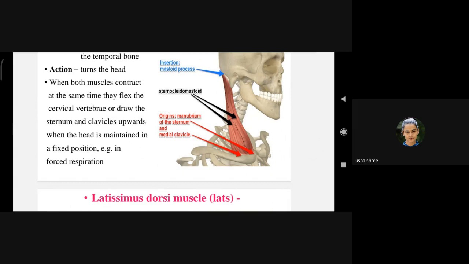And here is the example of forced breathing too. Like when we are breathing deeply, or when we are doing clavicular breathing, or when we are doing complete deep breathing, then this muscle is involved, and our sternum and clavicle are elevated due to contraction of this muscle.